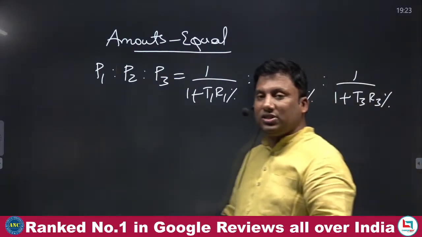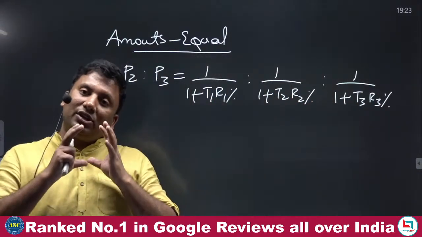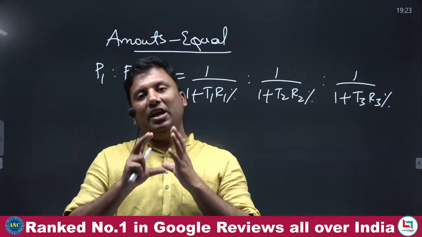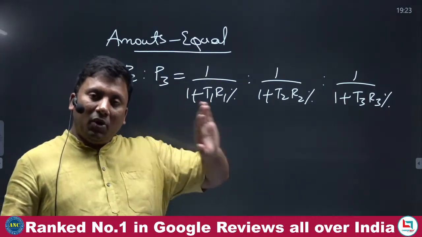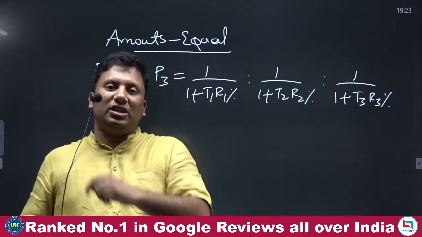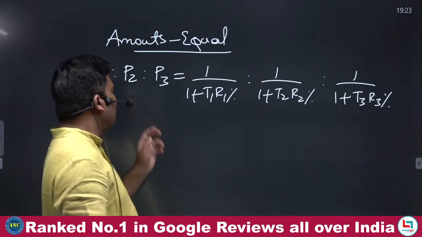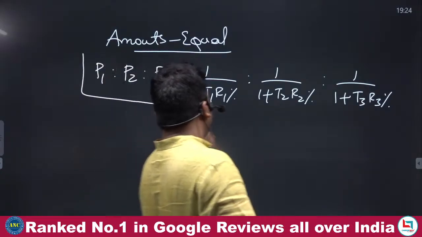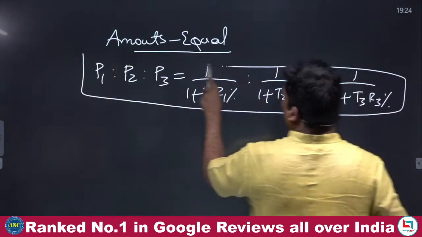Amount is equivalent to principal plus SI. SI is PTR percentage. Amounts are equal, so P into 1 plus TR percentage is constant. So principal and time period are inversely proportional to each other.